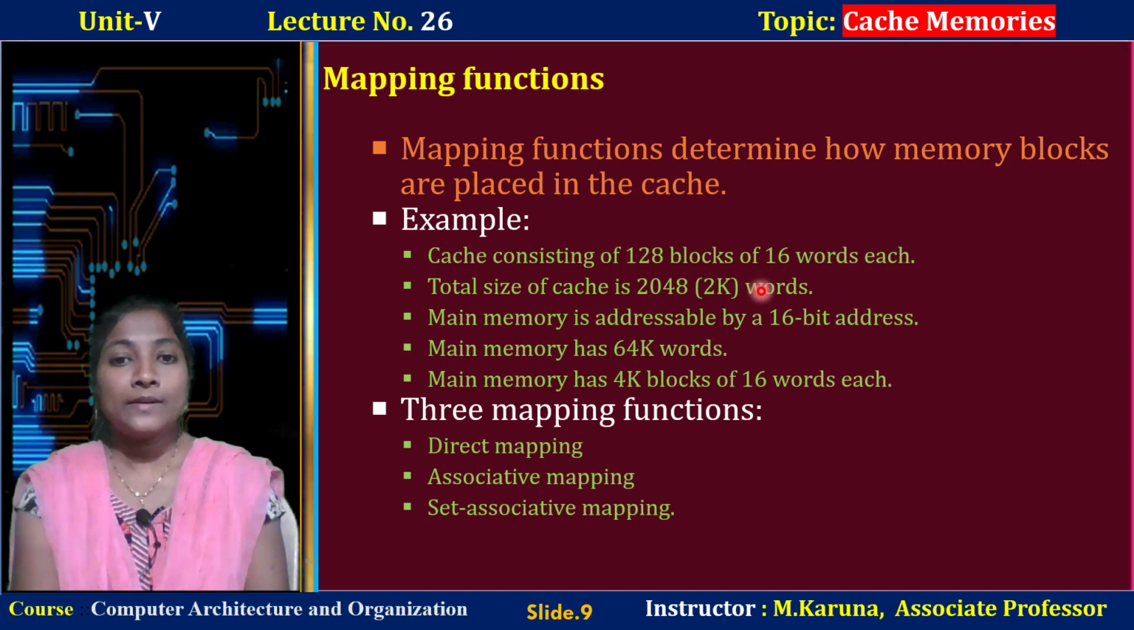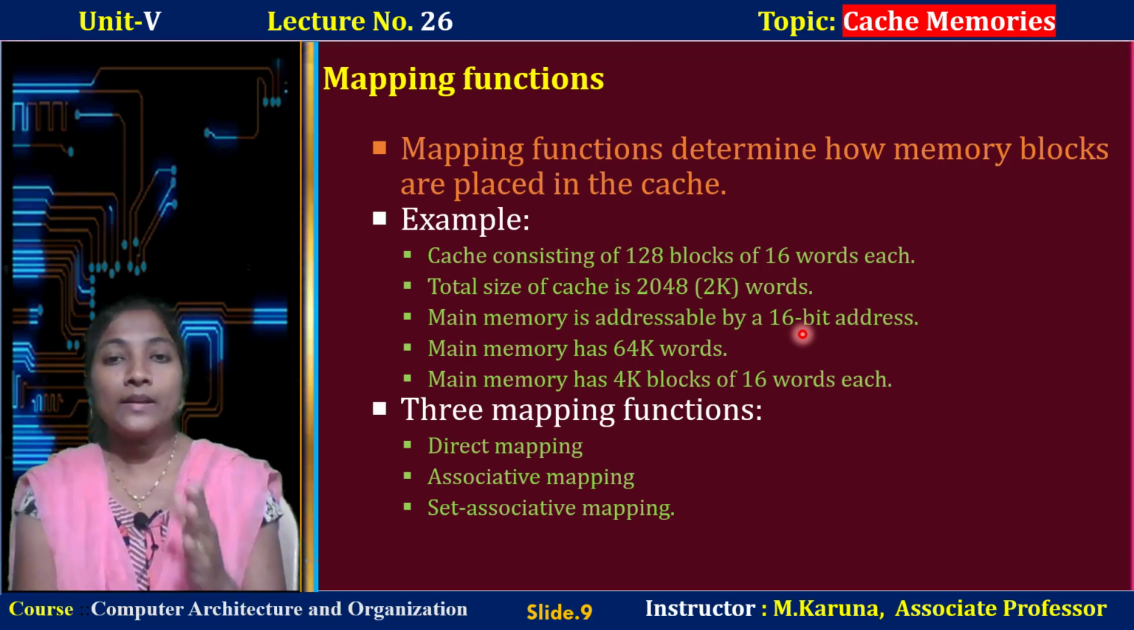2K byte memory. Main memory is addressable by a 16-bit address, that is, 16 address lines. Memory is determined with the help of the address lines. 2 power 16 equals 64 KB. So the main memory has 64 KB, where a byte is 8 bits. Each memory location stores a byte of data or word. So main memory has 64K words, or we can say 64 kilo memory locations.